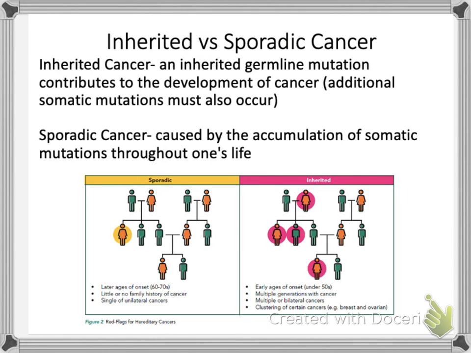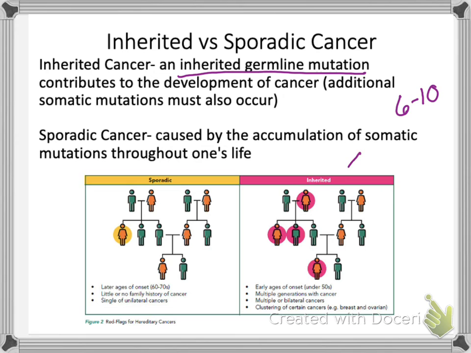So let's talk a little bit about what this means. Scientists like to divide cancers into two groups. You either have inherited cancer or sporadic cancer. Inherited cancer is when an inherited germline mutation contributes to the development of cancer. You still need additional somatic mutations, right? Because you need 6 to 10 genes to be altered. But you are one step closer.